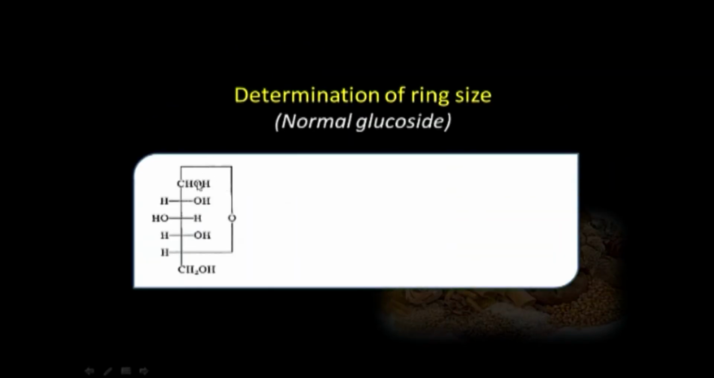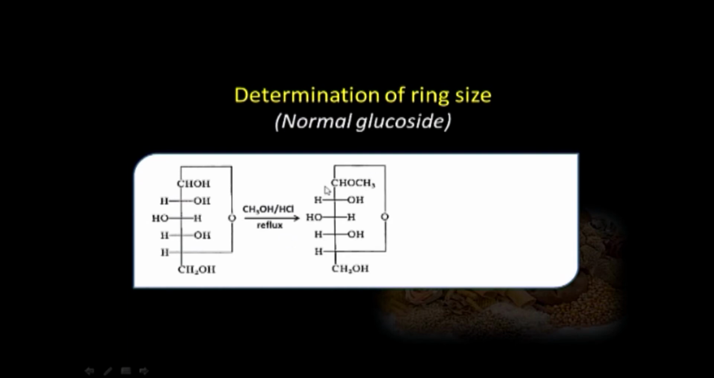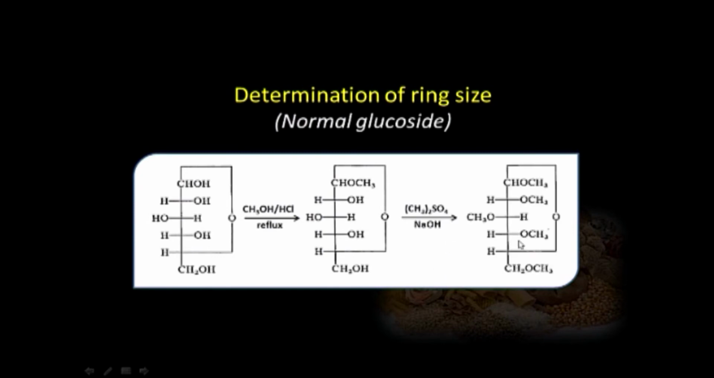This is a cyclic 6-membered ring structure for glucose. We have not written the anomer here, it may be alpha or beta. It is treated with methanol in presence of HCl at reflux temperature, and again we have not shown the anomers here because a mixture of both alpha and beta glycoside is obtained. So, here it becomes CHOCH3. It still has 4 hydroxyl groups: 1, 2, 3 and then the 4th. On treatment with dimethyl sulfate in NaOH, we obtain this tetramethyl derivative.